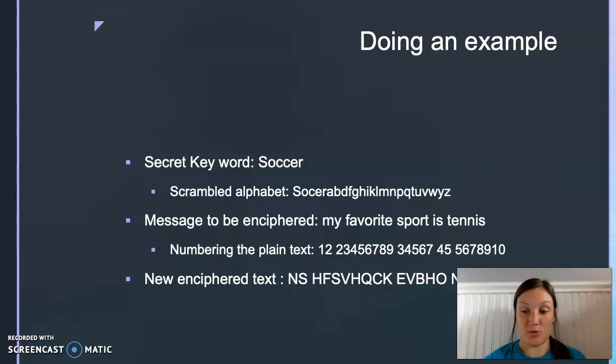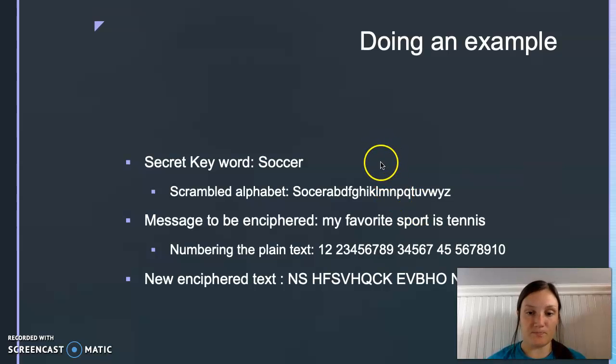So my keyword I chose was soccer, and the first thing I have to do is scramble the plain alphabet. So this is how I scrambled it. I started with soccer. Notice I crossed off a C because there can be no repeated letters, and then I continued with the alphabet. So A, B, I can't put C because it's already been used. D, no E because it's already been used. Continue all the way. And also notice that I left out J, and then I left out X because I and J and W and X can be used interchangeably.